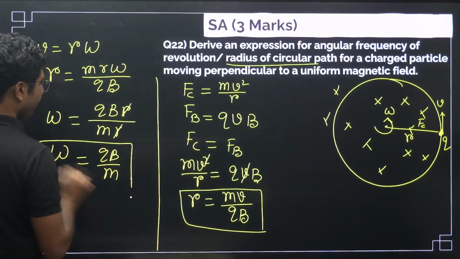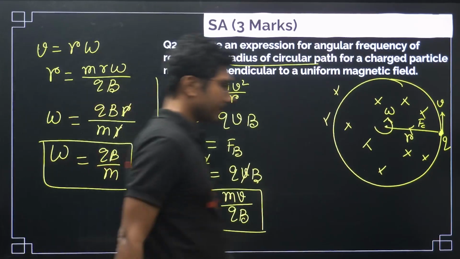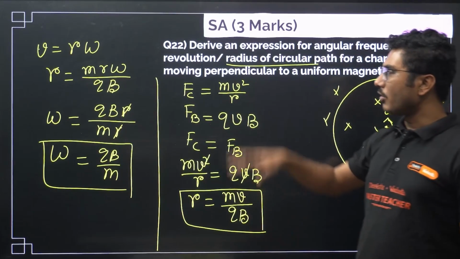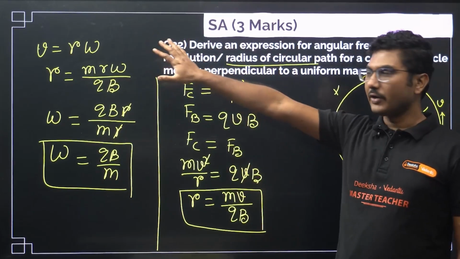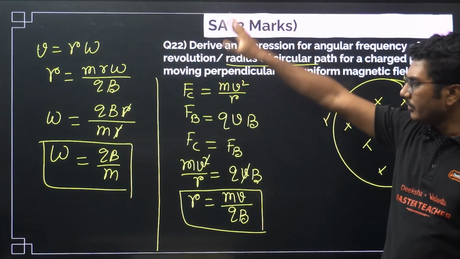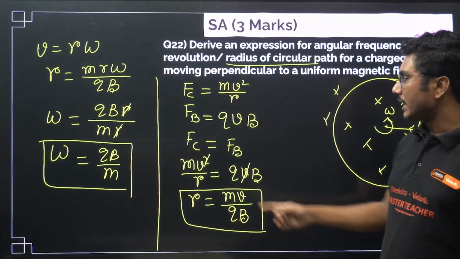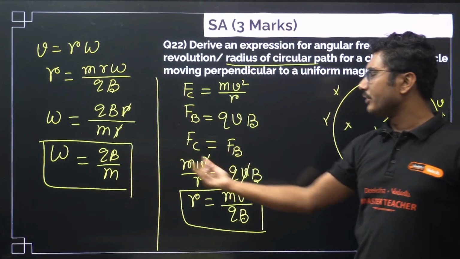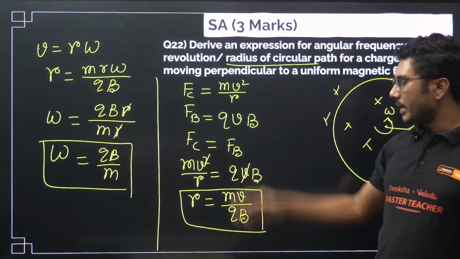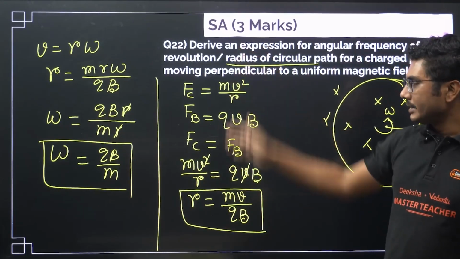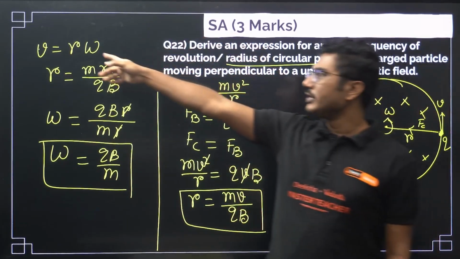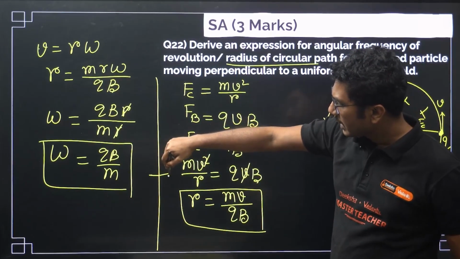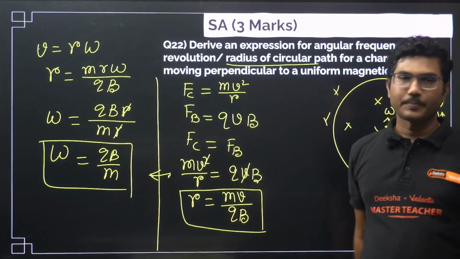This is the expression for angular frequency. Now, if you are doing only angular frequency calculation, you need to replace this value in this equation directly and you will get this equation. But if you are calculating the radius, then this is the flow. If you are using V is equal to R omega, you should simply replace it over here, and from here you will get this.